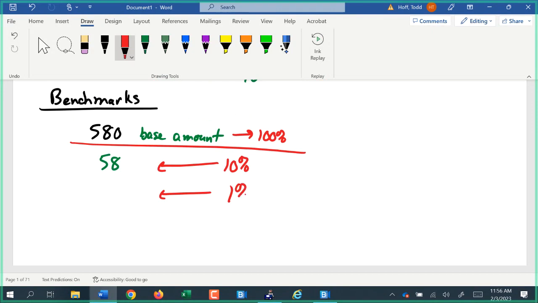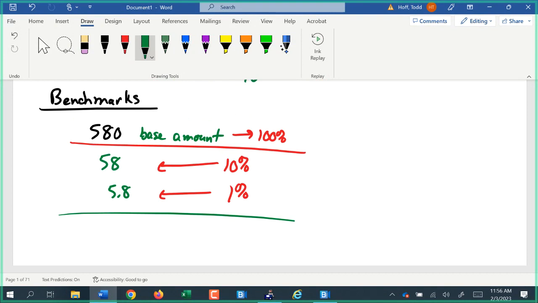The next is 1%, or 1/100th of 100. 1/100th of 580, again, dividing by 100, we just move the decimal point 2 spots like we did up above. That would be 5.8. So now these benchmarks serve two purposes.